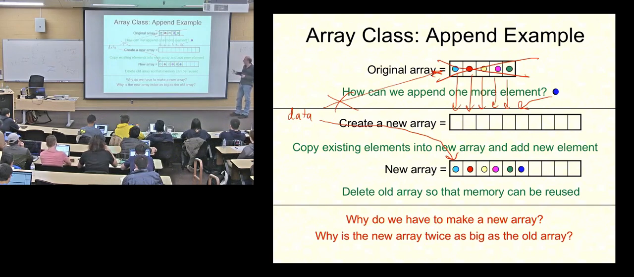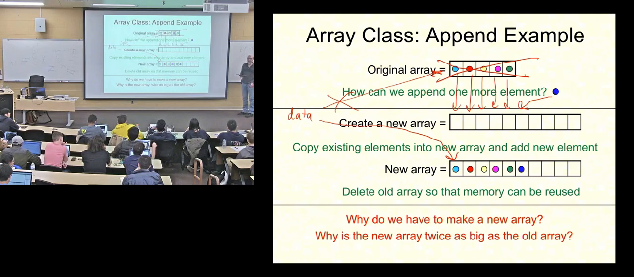So why did we have to make a new array? Well, that's simple. There just wasn't room for a new element. The question is, though, why did we make it twice as big? Why not just say, hey, you want to add one element, I'll just make it bigger by 1. We'll go from 5 to 6. We'll go from 6 to 7, 7 to 8, 8 to 9, 9 to 10. Why didn't we do it that way? Why did we double the size?